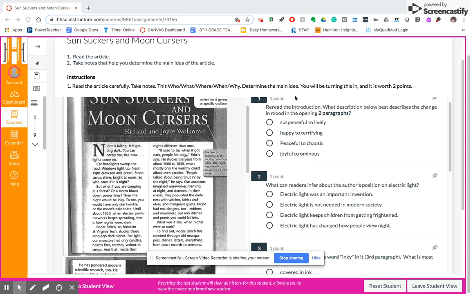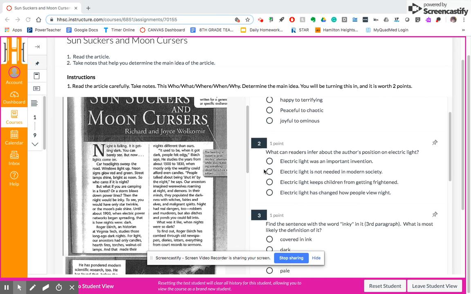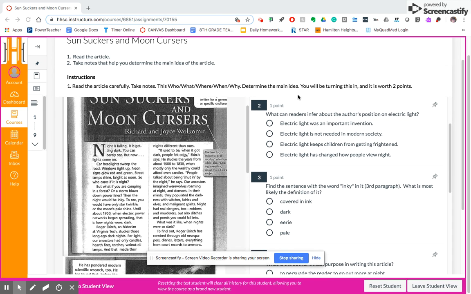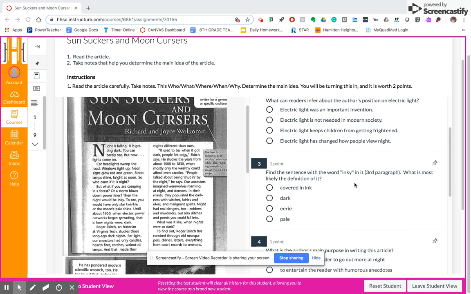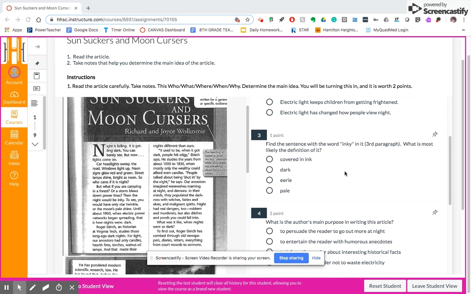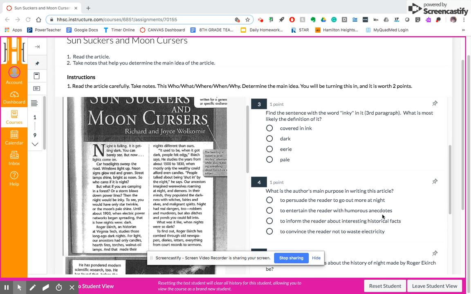Anyway, number 1, read the directions carefully. Reread the introduction. What description below best describes the change in the mood? And go through every one of these. If you can't prove it, then chances are it's the wrong answer. This is an inference question, so find the author's position and read all of the questions carefully and decide. This is a context clue sentence. It tells you what paragraph to find it in. Read the sentence, don't just guess.